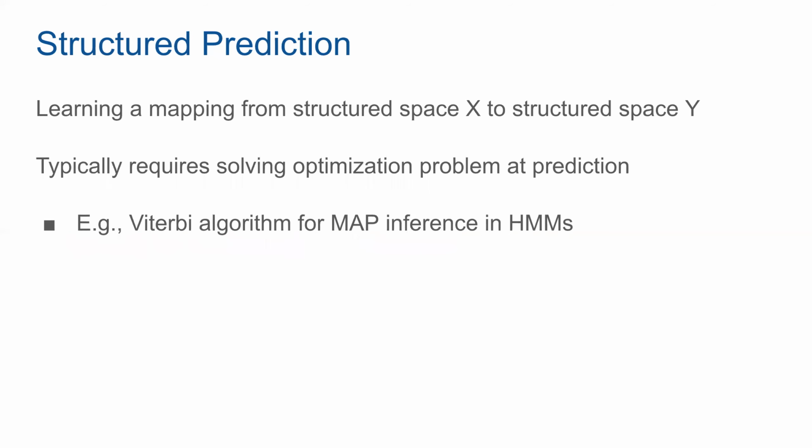So the first thing I want to talk about is structure prediction. Structure prediction is a mapping from some structured input space X to a structured output space Y, and making a prediction in a learned model typically requires solving an optimization problem at prediction time. The example that we saw in CS 155 is the Viterbi algorithm for sequence prediction in hidden Markov models. So that is actually a structure prediction problem. It's arguably the simplest structure prediction problem.